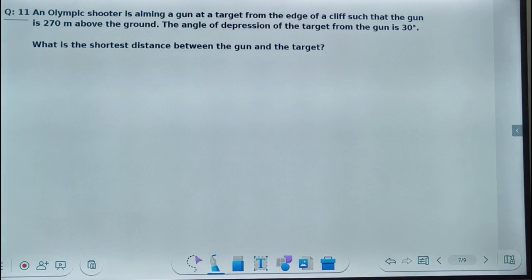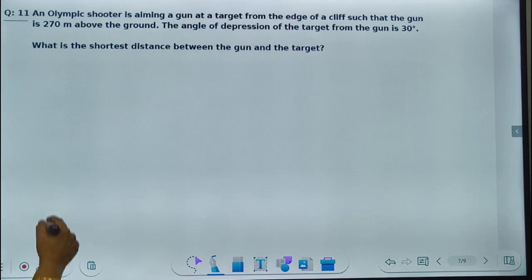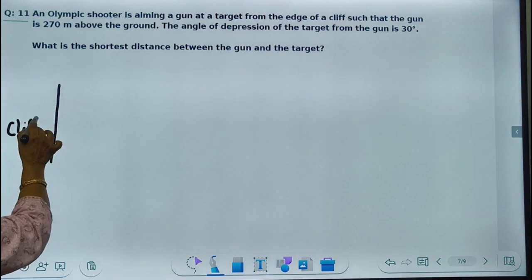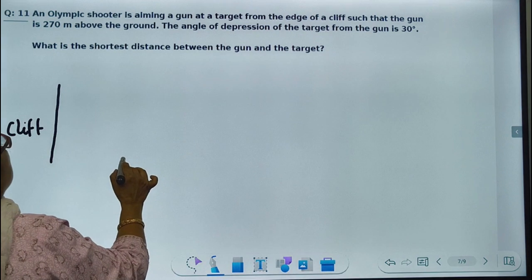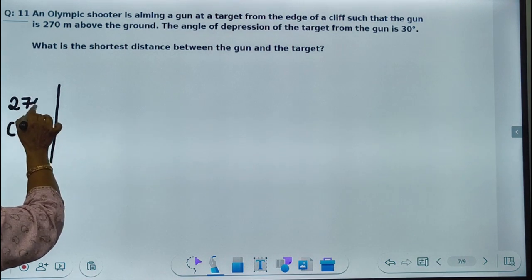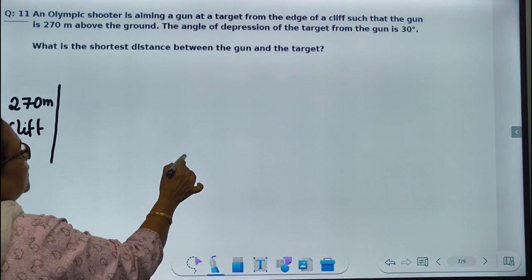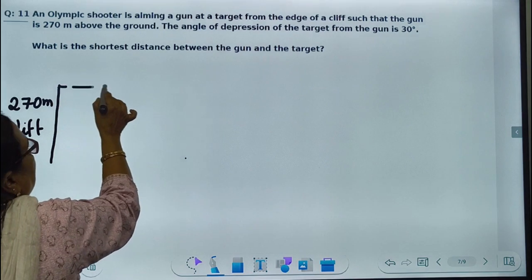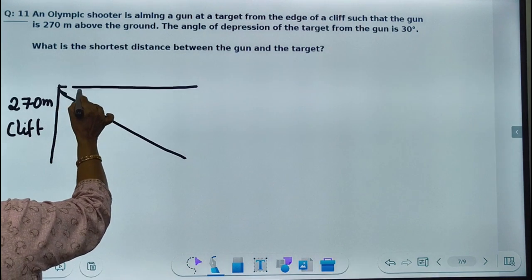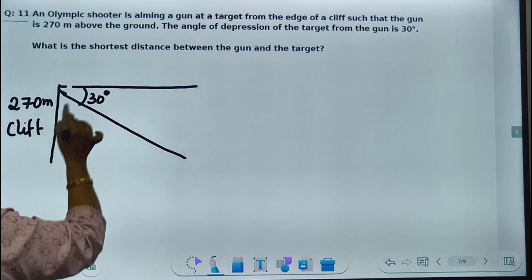Now read the problem. An Olympic shooter is aiming a gun at a target from the edge of a cliff. So let this be the cliff, such that the gun is 270 meters above the ground. The angle of depression of the target, let this be the target, is given to be 30 degrees. So this is 30 degrees.